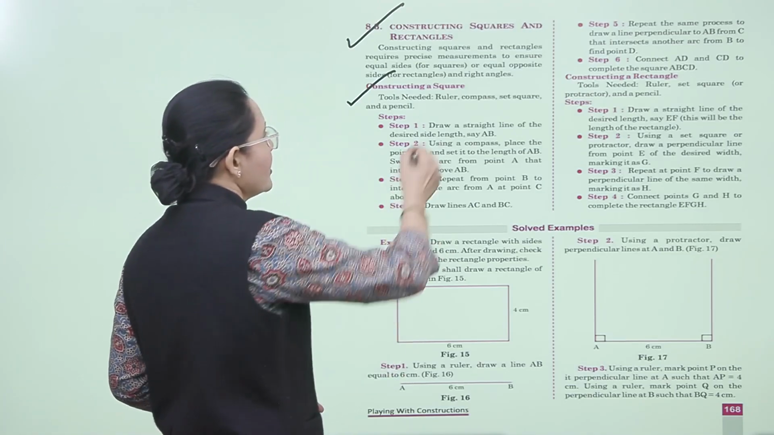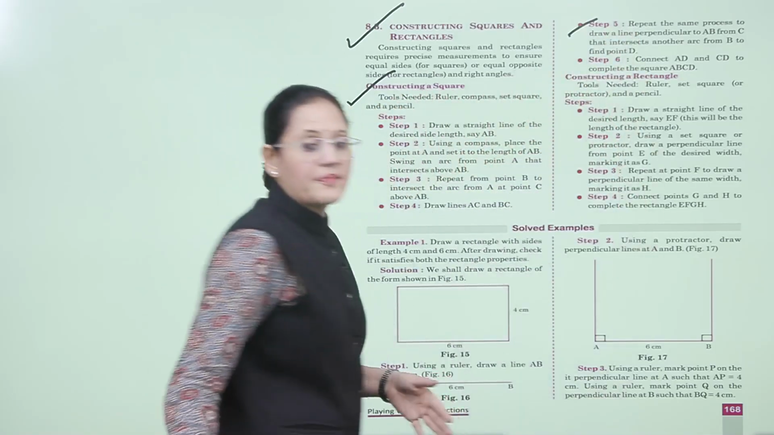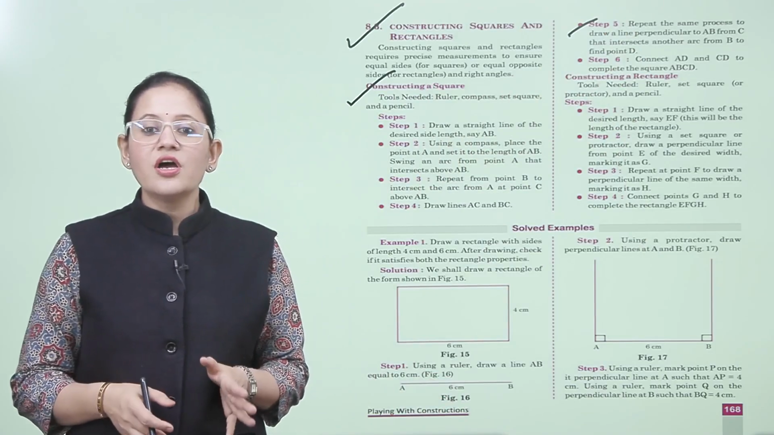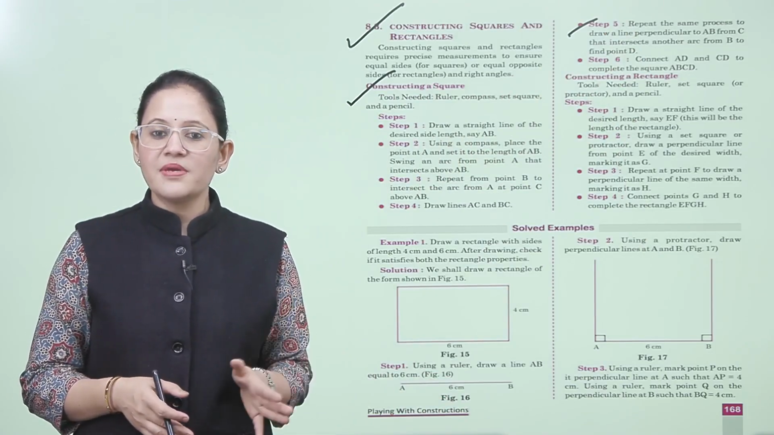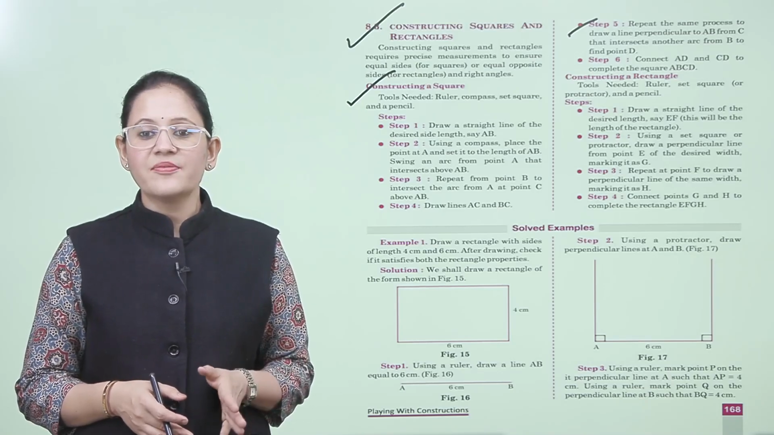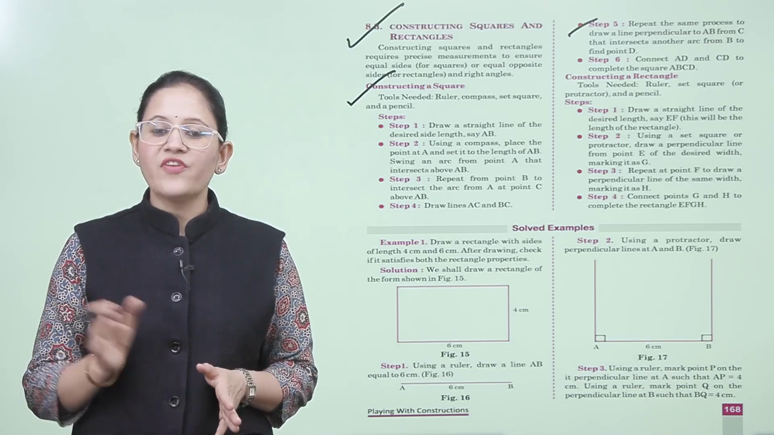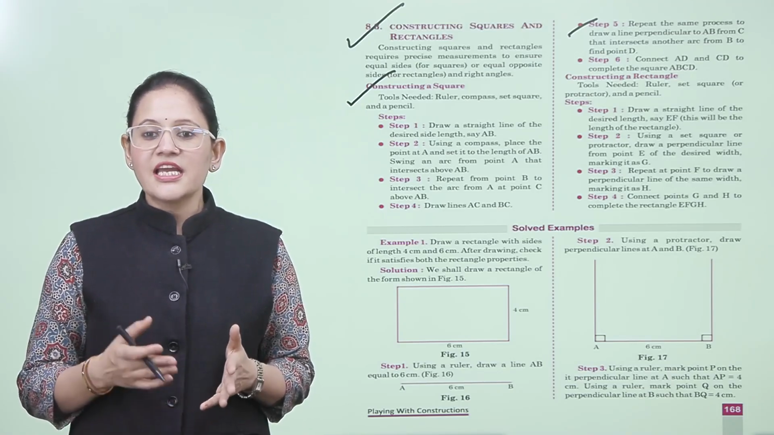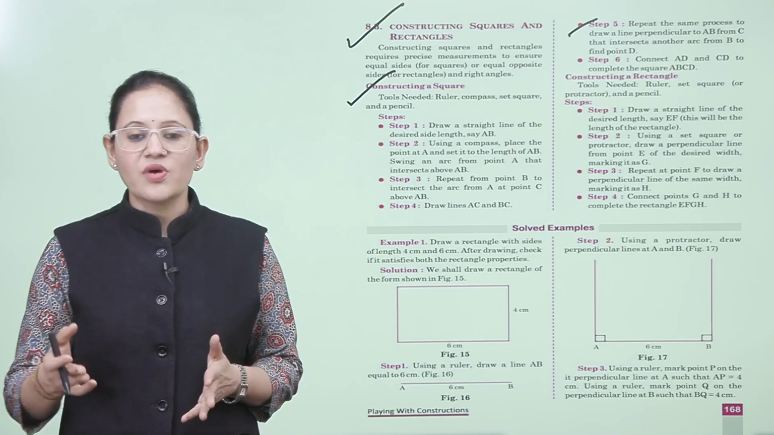Clear? Next step, repeat the same process. We have to repeat the same process to draw the line perpendicular to AB from C that intersects another arc from B to find the point D. Step 6. Connect AD and CD to complete the square ABCD.